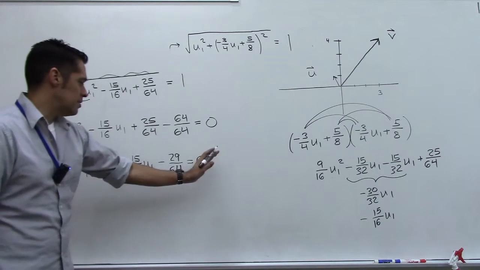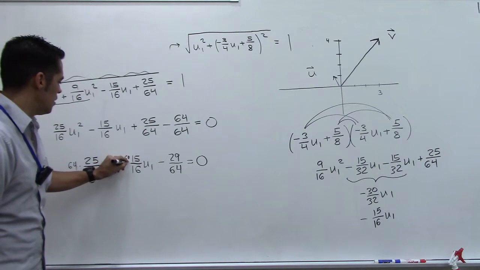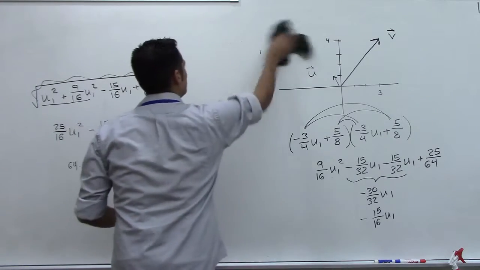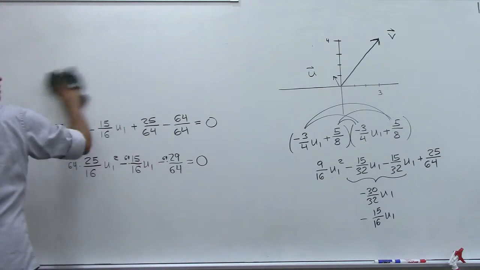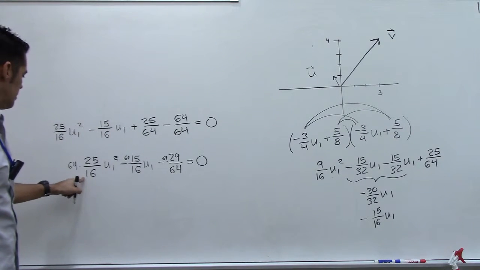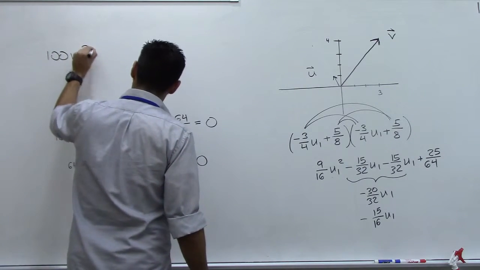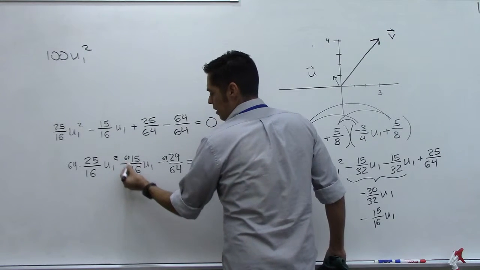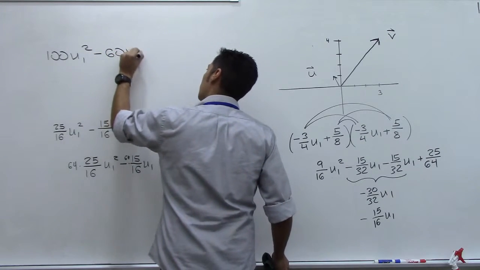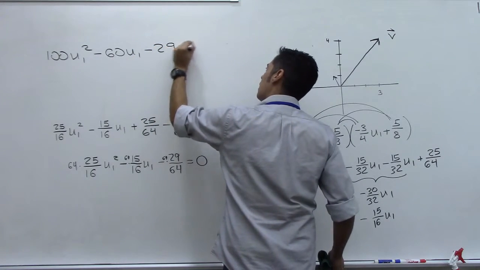So I'm going to multiply everything by 64. When I multiply this by 64, this by 64, this by 64, we should get, so 64 divided by 16 is 4, right? It goes in there 4 times. Then times 25, so you get 100 u1 squared. Again, 16 goes into 64 4 times. 4 times 15 is 60, so minus 60 u1. And then over here, the 64's cancel, so minus 29 equals 0.